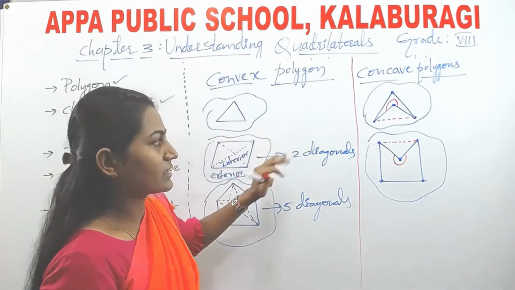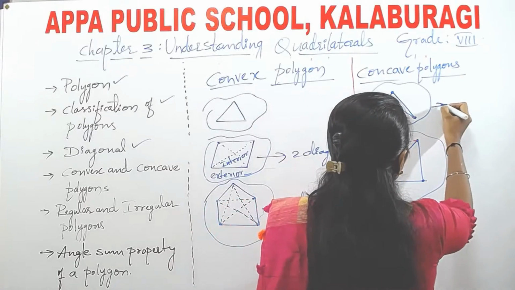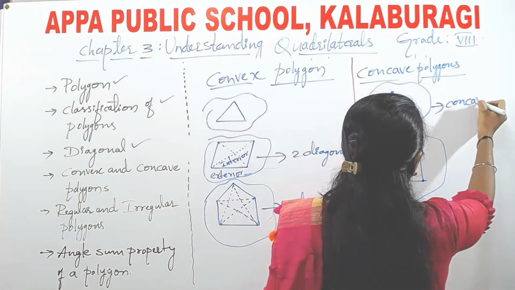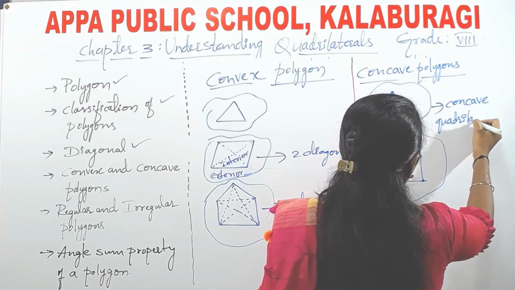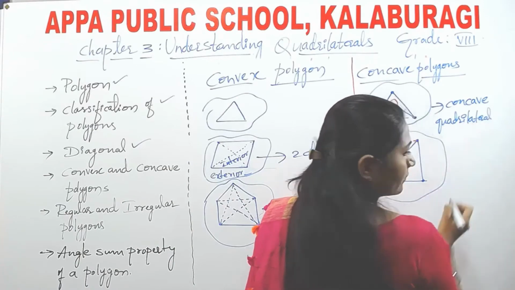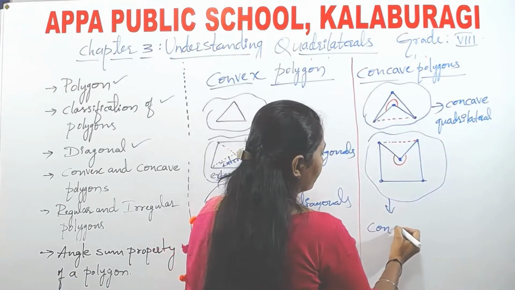So I hope the differences are clear. So this is, I will write it as concave quadrilateral, and this as a concave pentagon.